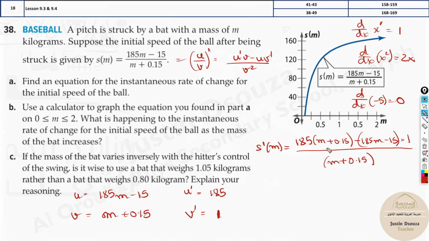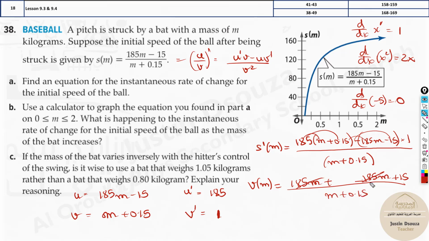Now this is not done, we can simplify further. The velocity, I'll just write velocity because the derivative of speed is velocity, is multiply this 185 inside, and 1 inside will be the same thing, so it'll be 185 m. Now what is 0.15 times 185? It'll be a small number, less than 50, so we'll just leave it for now, we'll write it later. And there is minus 185 m, and this minus is multiplied here, and over here this becomes plus 15, divided by m plus 0.15.